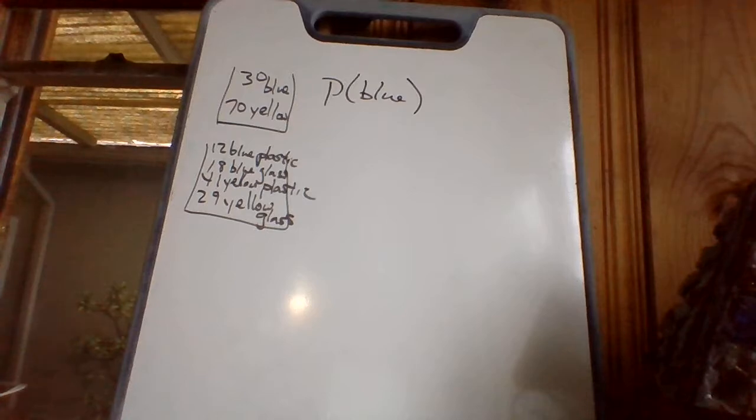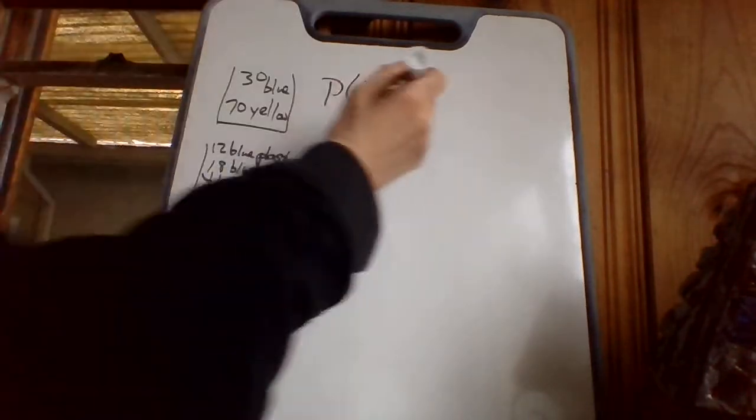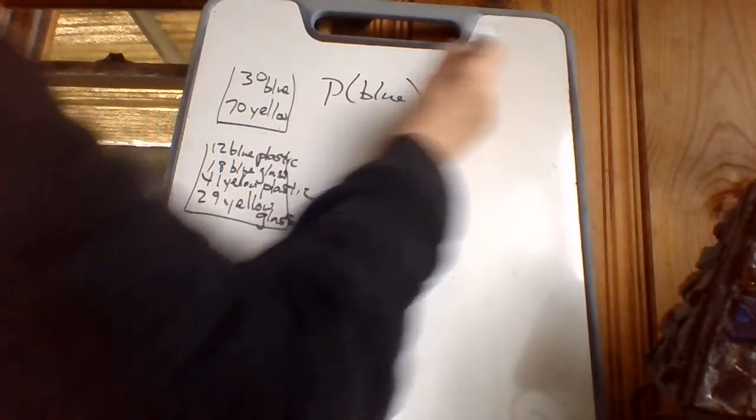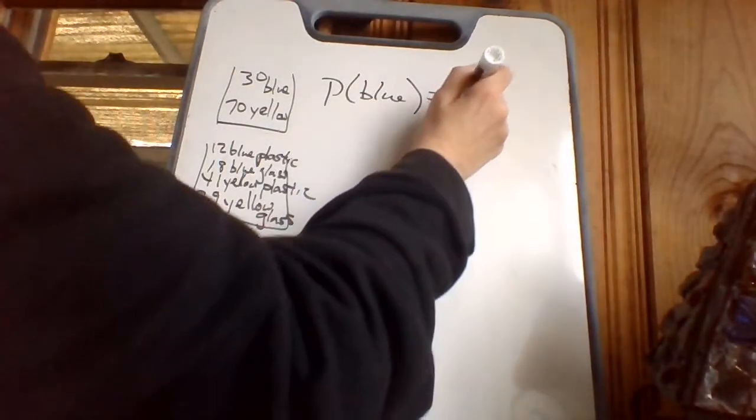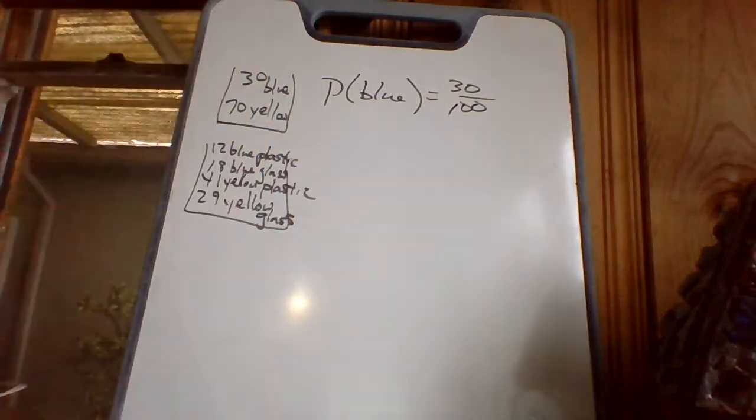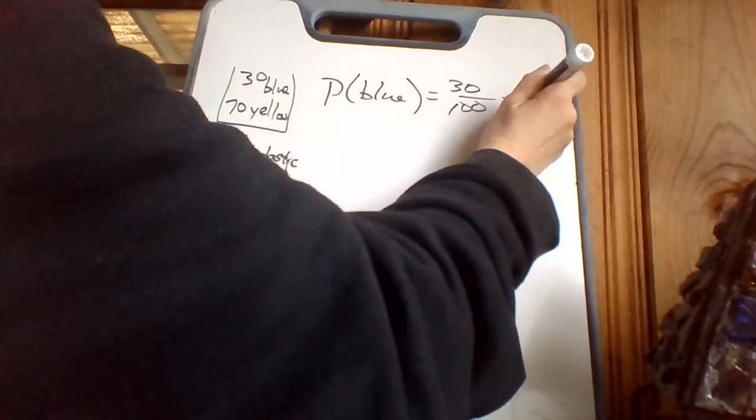What's the probability of getting a blue one? Okay, well, there were 30 of them in there. It's not out of 70. There's 100 marbles in there. Okay, that's 30 plus those 70. There's 100 marbles in there, and 30 of them are blue. So the probability of me pulling out a blue one is 30 out of 100.